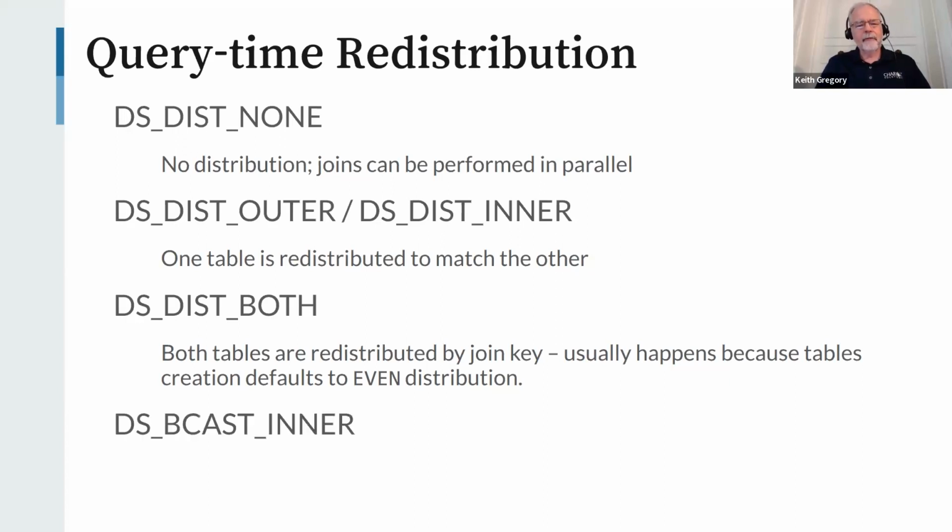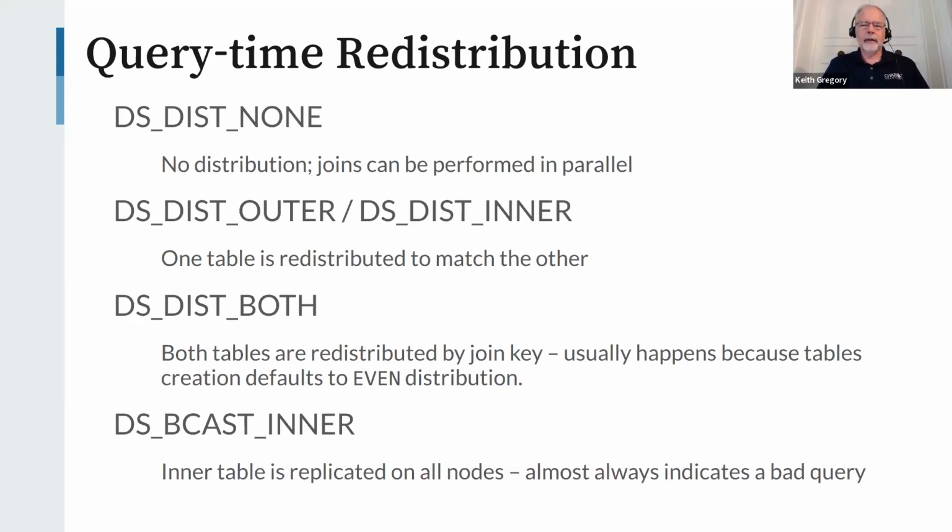One thing that's almost never good is broadcasting the inner table. And this is what happens if you don't set distribution of ALL for a dimension table. It will broadcast it. But if you're doing a join, what this means is basically that it's doing a Cartesian join. It's taking the inner table, replicating it on all of the nodes, and then joining. It thinks it will be faster to join each row in the outer table to every row in the inner table. That's basically a Cartesian join. That's almost always a bad query.